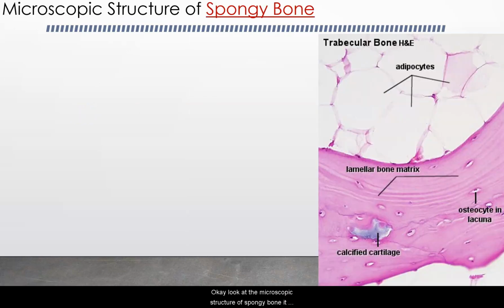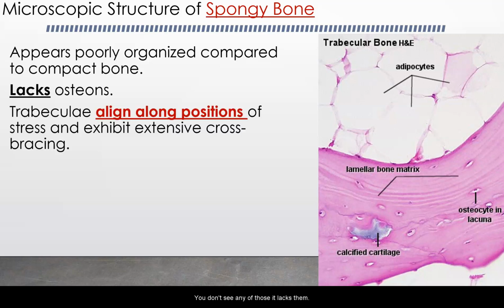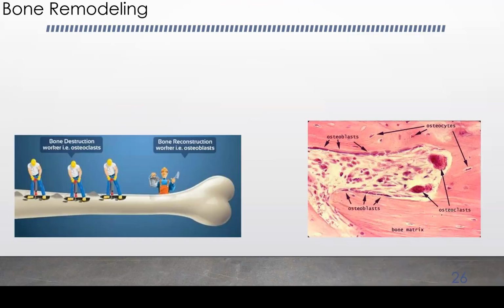Okay, look at the microscopic structure of spongy bone. It appears poorly organized compared to compact bone. And that's true, you don't see the osteons and the Haversian canals. You don't see any of those. It lacks them. The trabeculae align along the stress surfaces, and they exhibit extensive cross bracing. It really is just to brace for stress. Trabeculae are a few cell layers thick, and they contain irregularly arranged lamella and osteocytes interconnected by the canaliculi again.